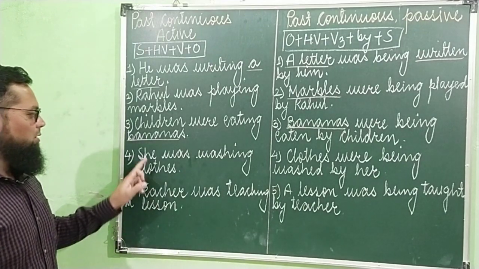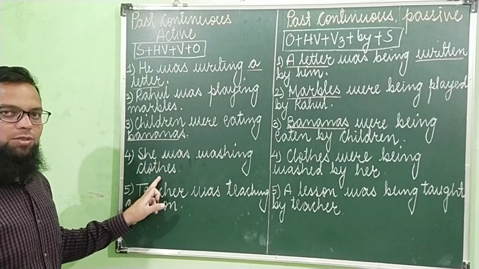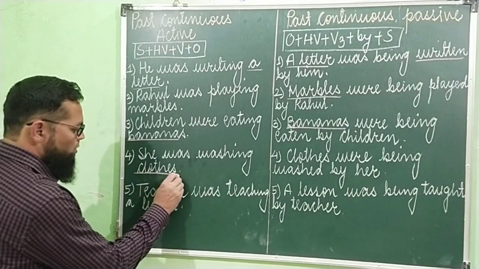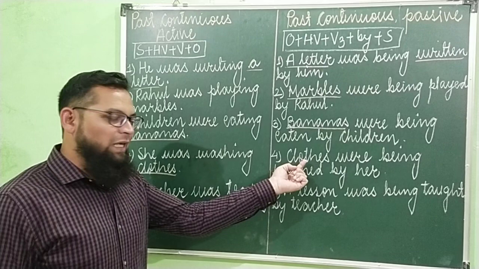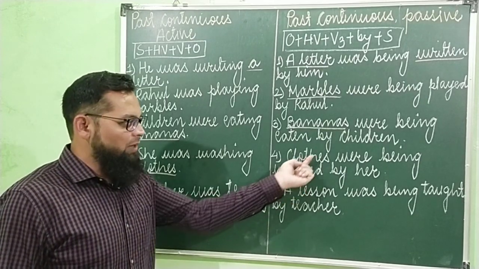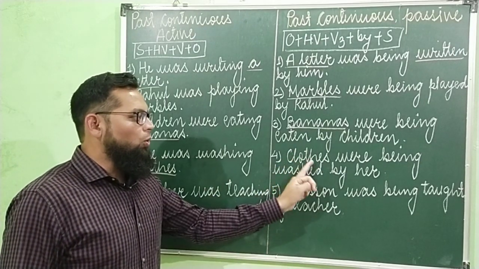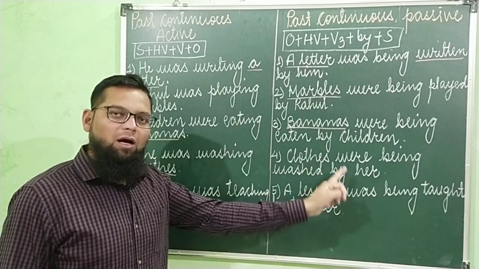Next example, she was washing clothes. What is the object here? Clothes. Passive में पहले क्या लिखेंगे हम? Object. So clothes. Is it singular or plural? Plural. So यहाँ पर plural के साथ verbing. Clothes were being washed by her.